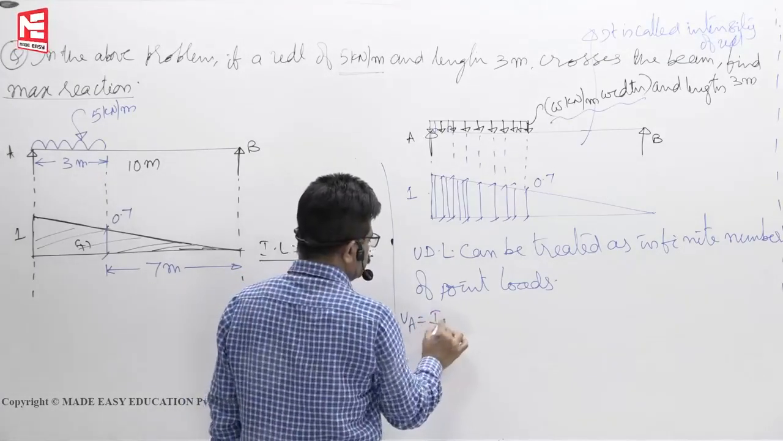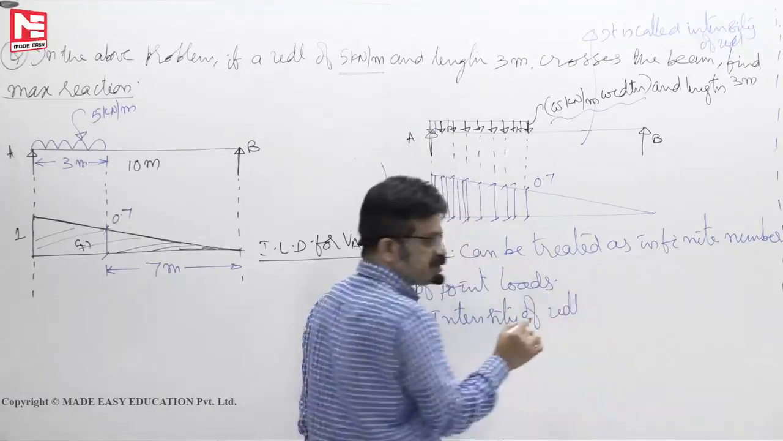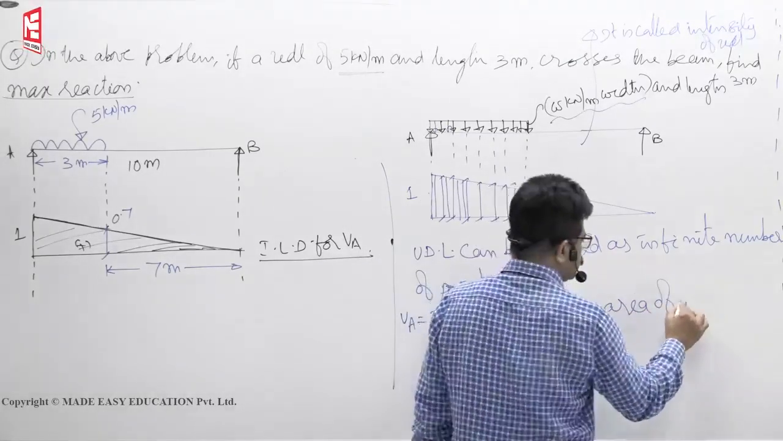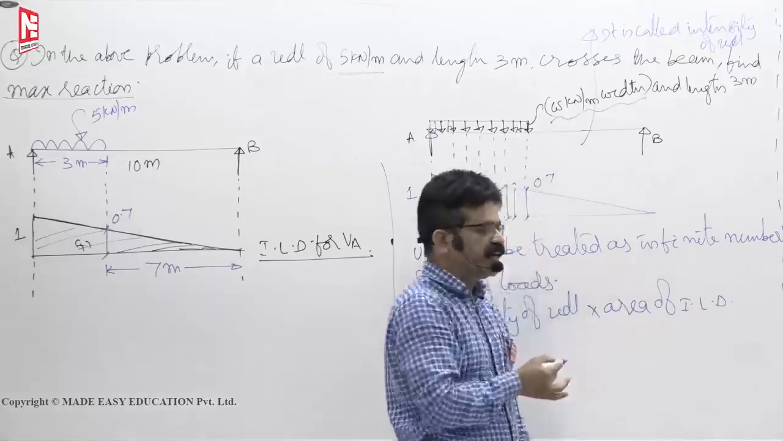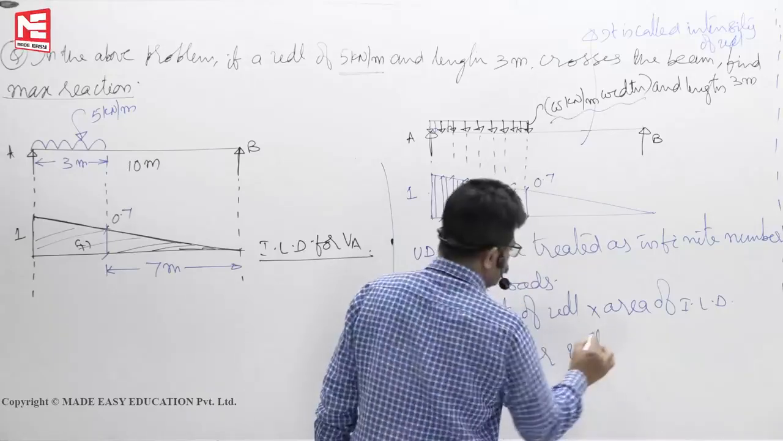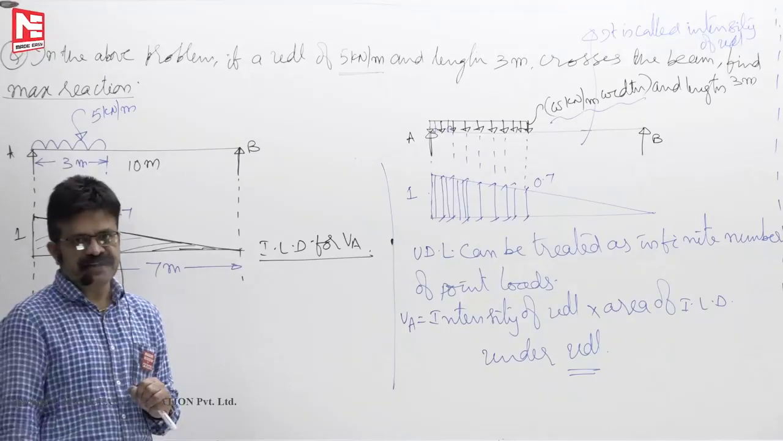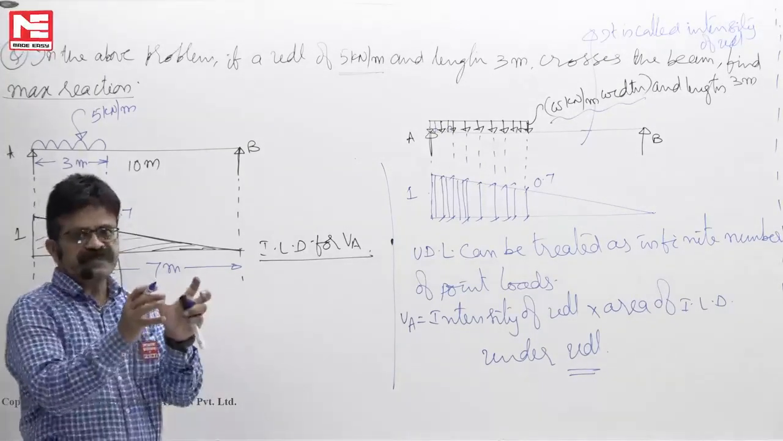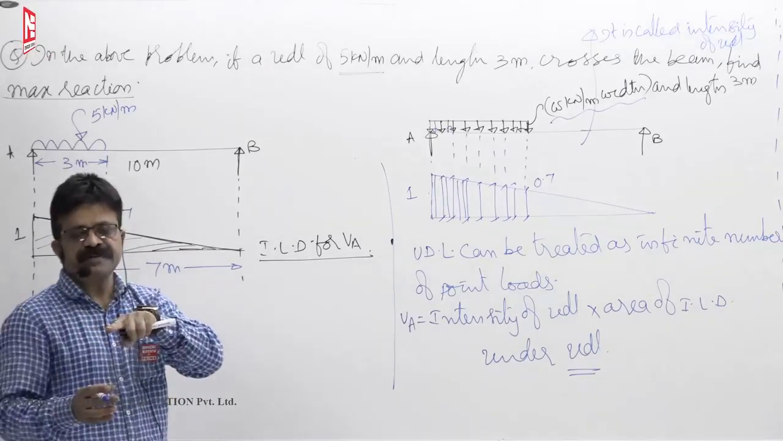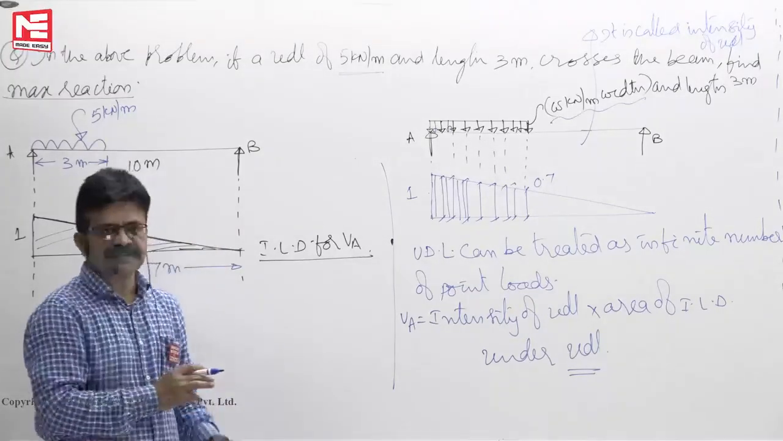So VA is equal to intensity of UDL, that means W kilonewtons per unit width, into area of ILD or area of the displacement diagram. Area of ILD under UDL. This is the form. That's how the work done formulas you have calculated in first year engineering mechanics. When a UDL is there, work done is calculated as intensity into area of the displacement diagram. Here also the same thing. We call the displacement diagram the influence line diagram.